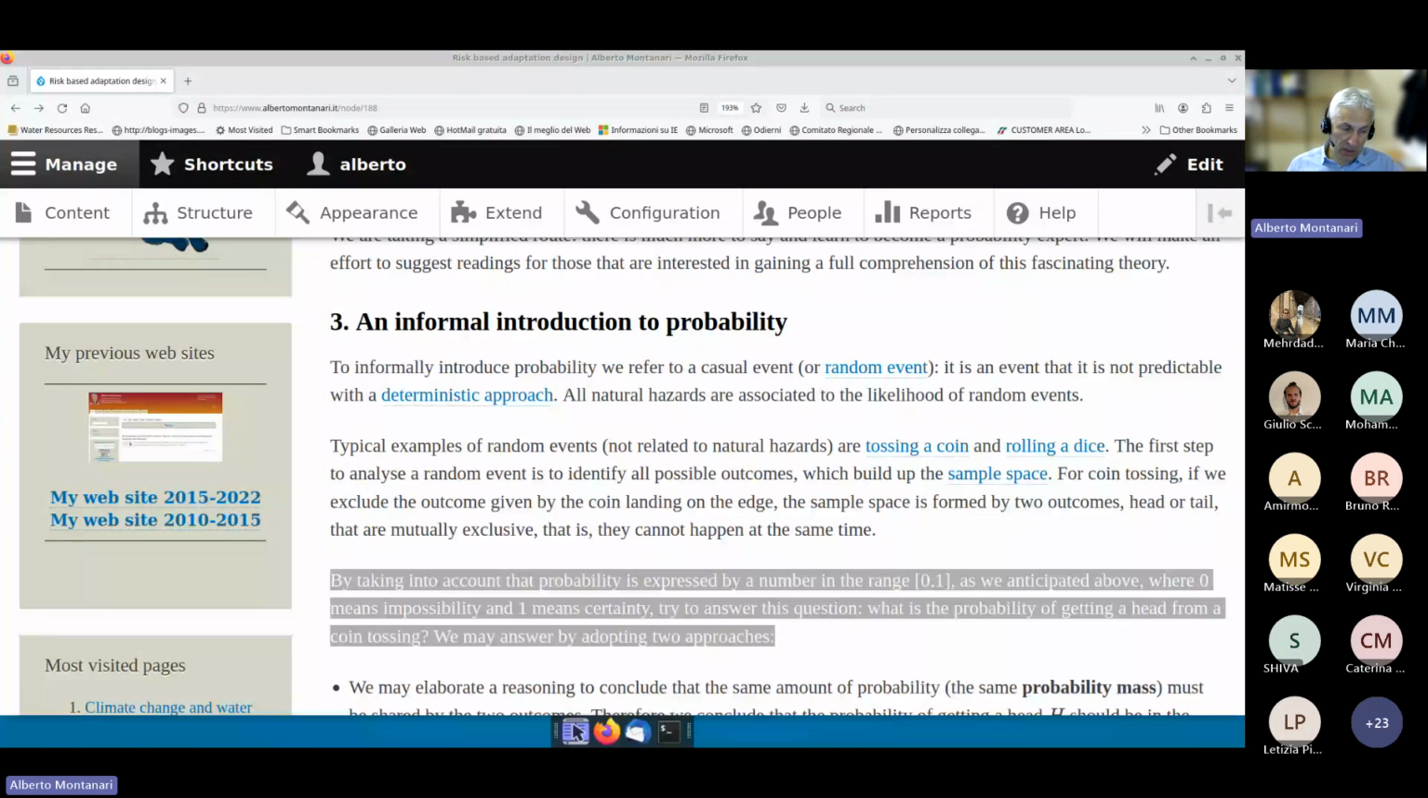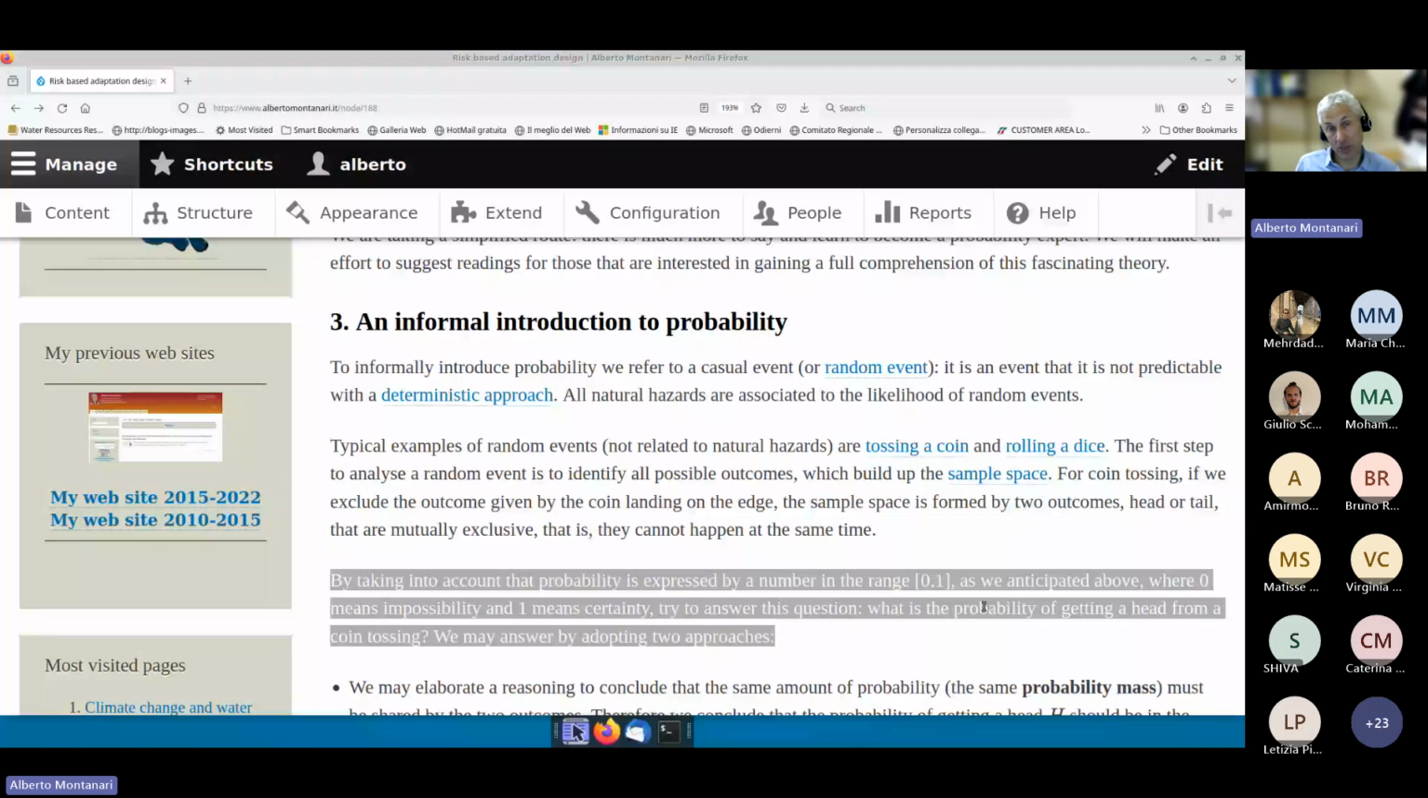Okay, so my question, what is the probability of getting a head or getting a tail? Okay, probability is split between 0 and 1. The sample space is given by head or tail, so only two possible events that are mutually exclusive. You understand by intuition that probability of head is 0.5, which is the same as probability of tail. So 0.5 plus 0.5 makes 1.